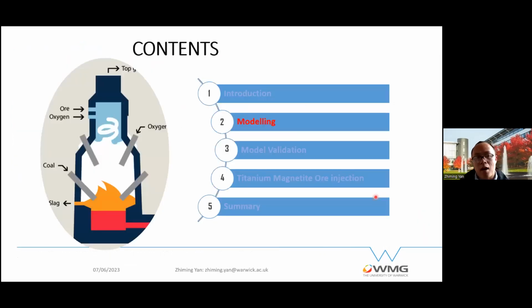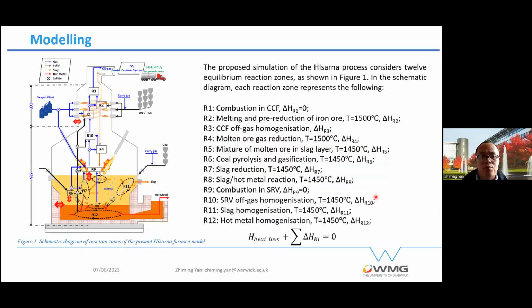So then the second part is the modeling description. So here is the HIsarna furnace. We divide this process into 12 reaction zones. Reaction zone 1 is the combustion in the CCF. So we have oxygen in here, and the off gas from the SRV contains CO and hydrogen, which will be fully combusted here. And reaction zone 2 is the melting and the pre-reduction.